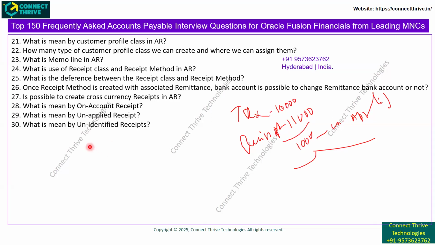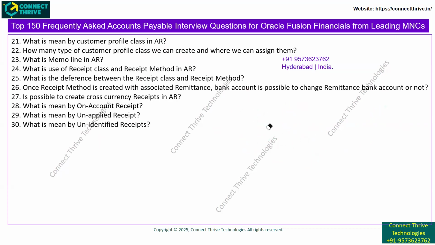Next, unidentified receipts are mainly used for miscellaneous transactions. Okay, so we have a miscellaneous transaction, right? Like any interest credited from the bank, or any scrap sale happening without a customer. That we will show as an unidentified receipt.